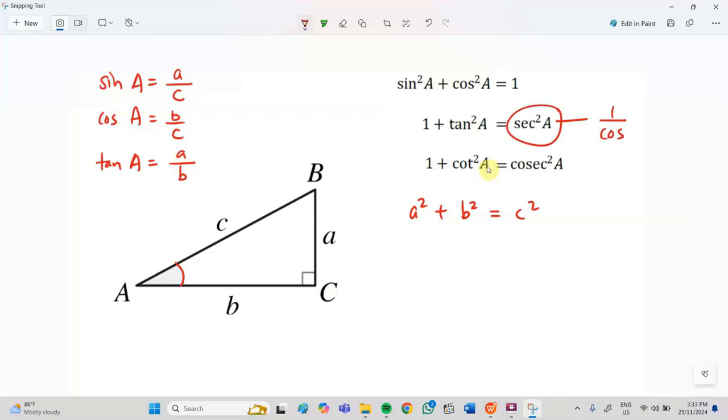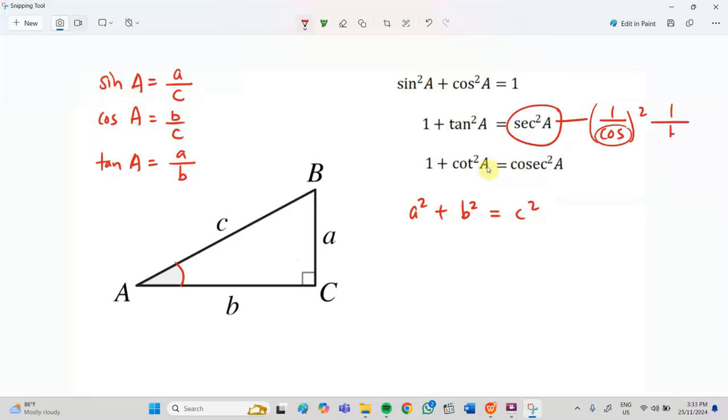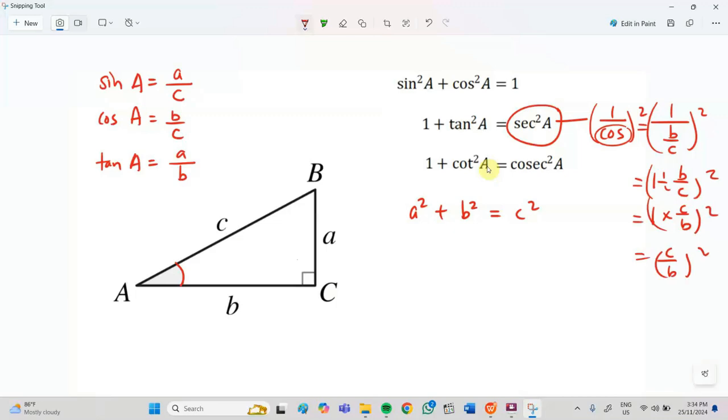So secant squared will be 1 over cosine squared. And cosine here, cosine is b over c. Hence this becomes 1 over b over c. 1 over b over c is actually 1 divided by b over c, which is 1 multiplied by c over b. And hence this is actually equal to c over b squared.